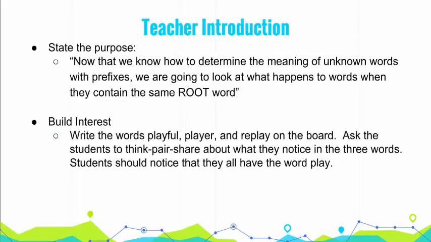The teacher introduction phase should only be 3 to 5 minutes long. State the purpose of the lesson to the students and let them know that you will be focusing on root words and how we can use them to help us determine meaning. To build a student's interest in this lesson, write the words playful, player, and replay on the board. Ask the students to use the think, pair, share strategy, and first, think about what they notice in the 3 words. Then they should pair up with a partner and share their thoughts.